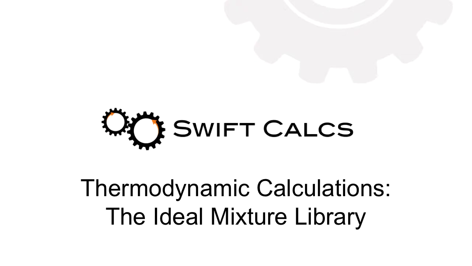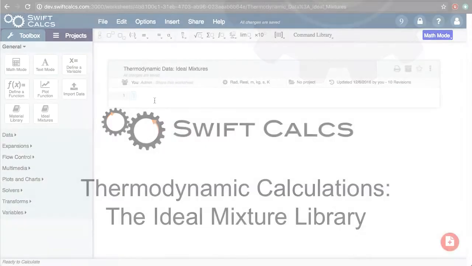Welcome to the Swift Calcs lesson on using the ideal mixture library to calculate with thermodynamic data. Swift Calcs has a built-in library of thermodynamic data on thousands of chemical species based on the NASA Glenn polynomials.